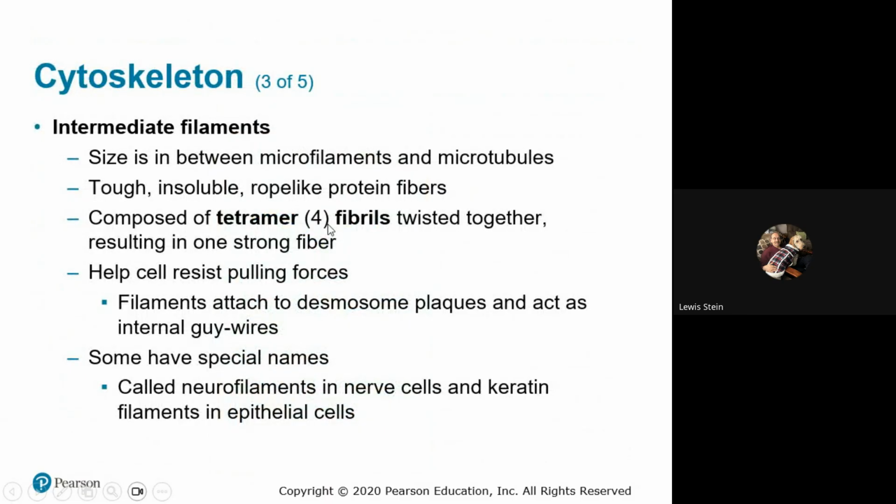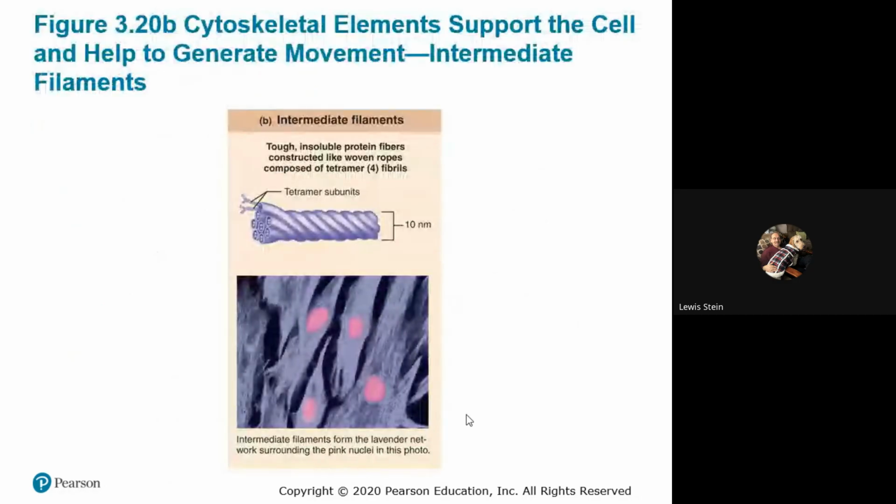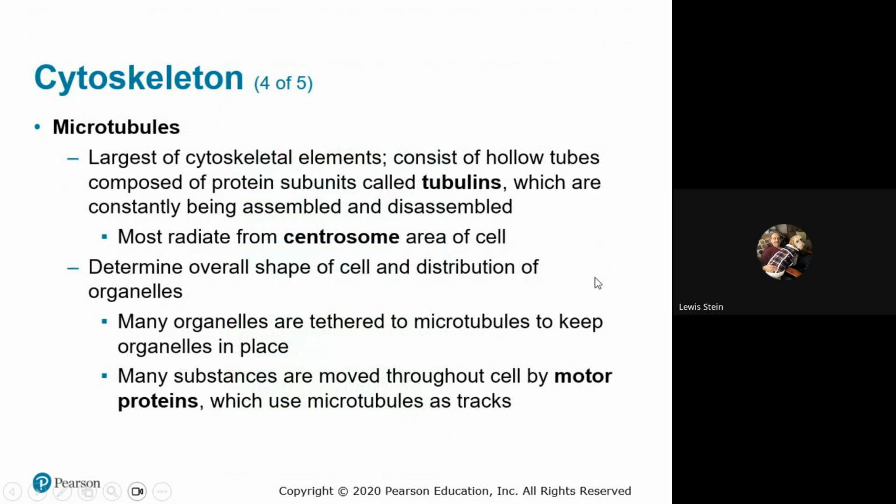Intermediate, in between, tough, insoluble ropes, twisted, braided. A tetramer, 4 fibrils twisted together. Result: pulling, desmosomes, internal guide wire, neurofilaments in nerve cells, keratin in skin, also in desmosomes. Here's the tetramer, very distinctive.